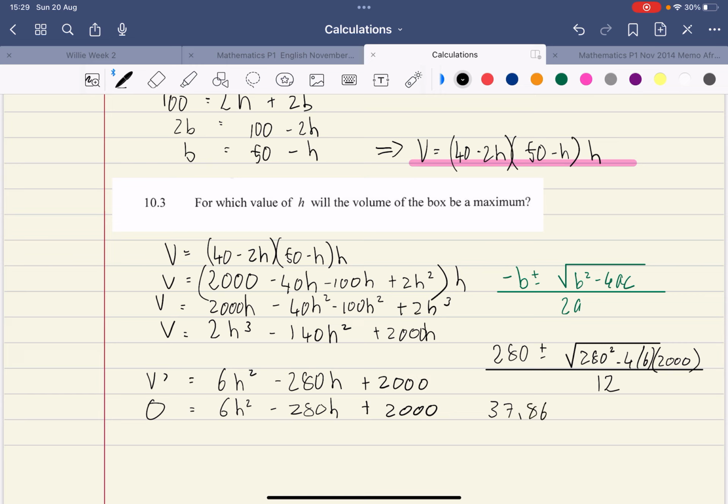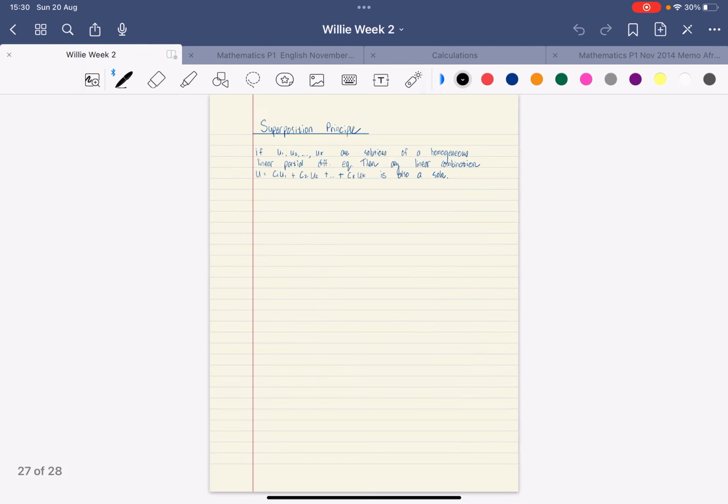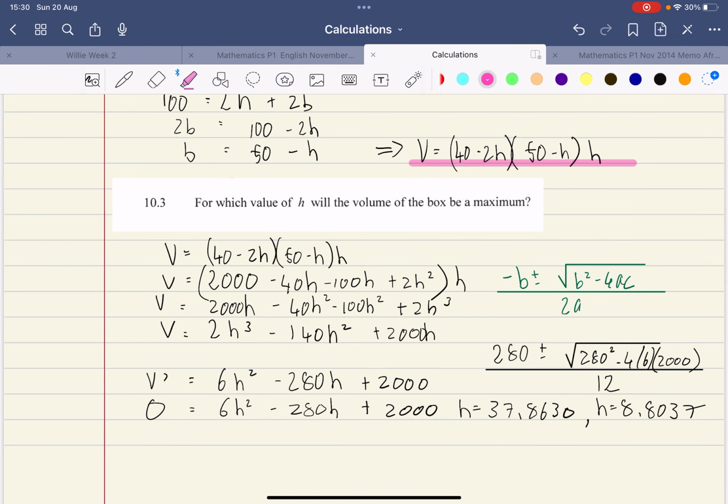37.86. And I'll go to 4 decimal places. And then our other answer, when it's a minus, I'm left with 8.8037. All right, so these are our two values of h, our two values of h where our original expression for the volume of our box will be at a maximum or minimum. So, how do we know now which one to pick?